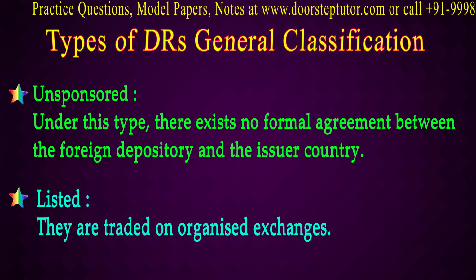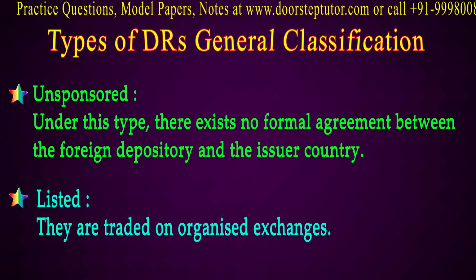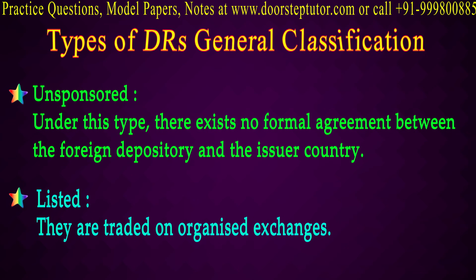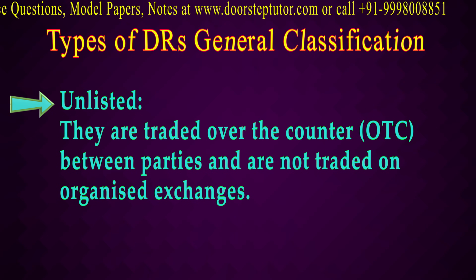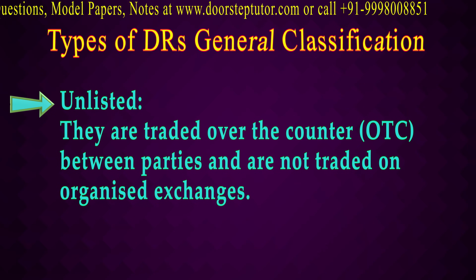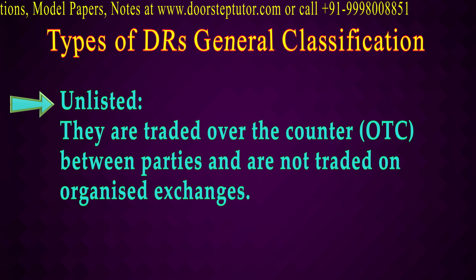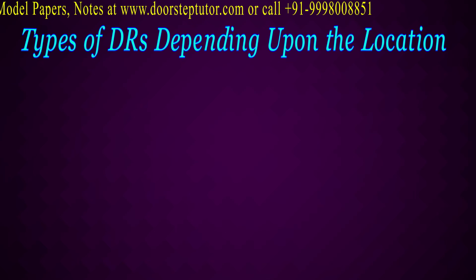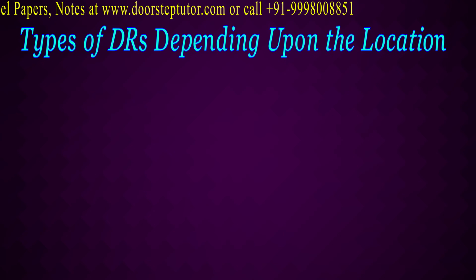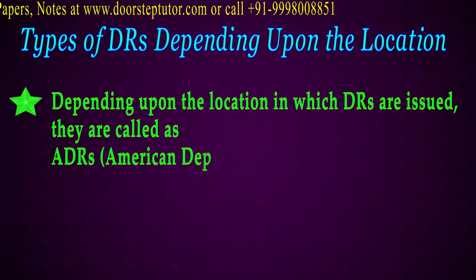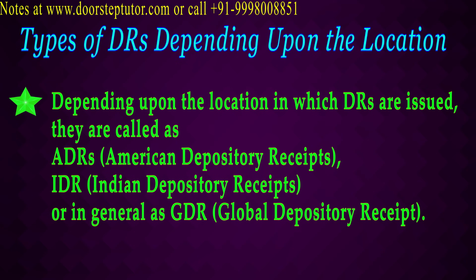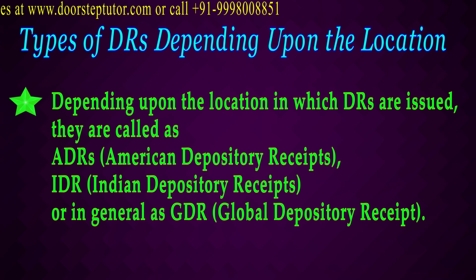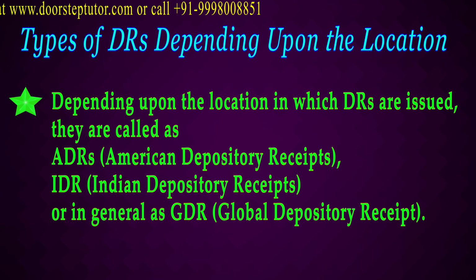For example, American Depositary Receipts are traded on the New York Stock Exchange. And the last is unlisted. They are not traded on organized exchanges, whereas they are traded over the counter between the parties. Fine. Next topic is types of depository receipts depending upon location. So, depending upon location, depository receipts can be classified as ADR, that is American Depository Receipts, IDR, Indian Depository Receipts, and GDR, that is Global Depository Receipts.